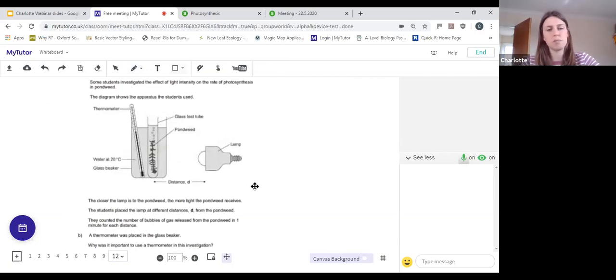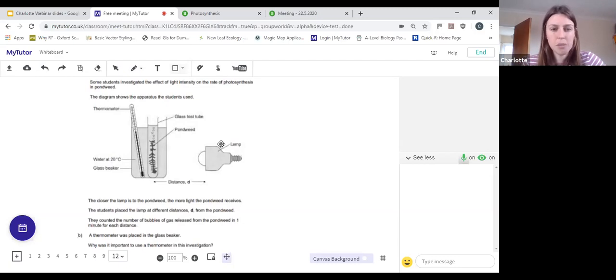Here's a question about an experiment. Some students investigated the effect of light intensity on the rate of photosynthesis in pondweed. The diagram shows the apparatus that was used. So we have a thermometer there, a glass test tube with pondweed in it. Water is at 20 degrees C, which is shown on the thermometer, and then you've got a lamp moving at a distance from that beaker.